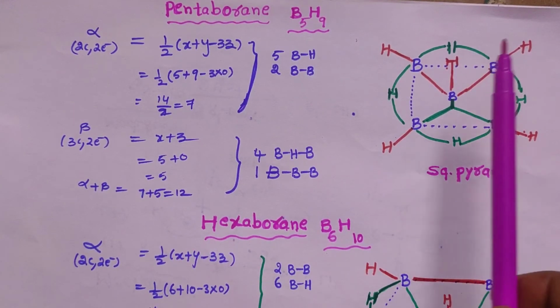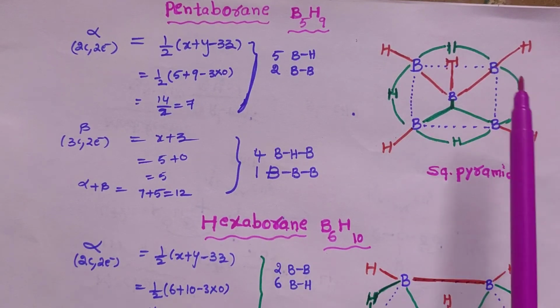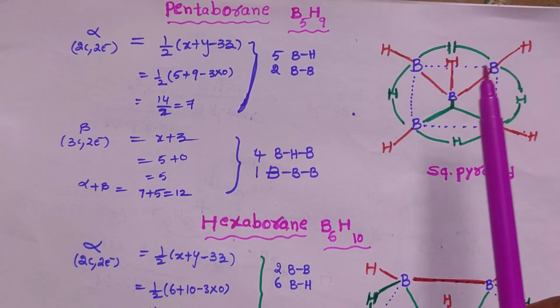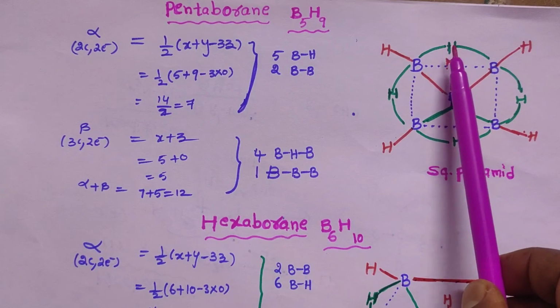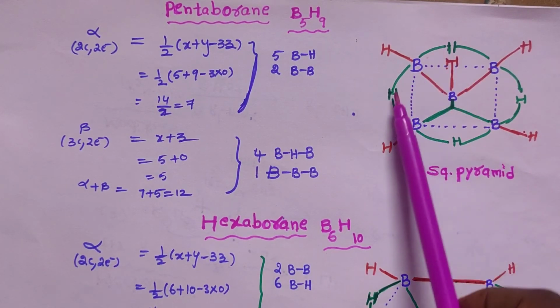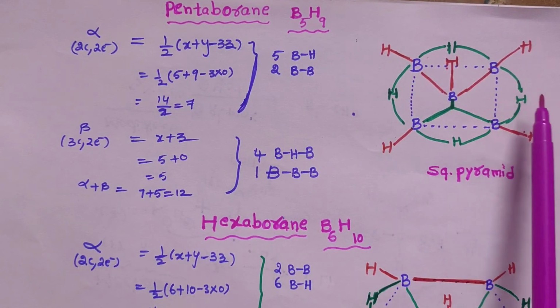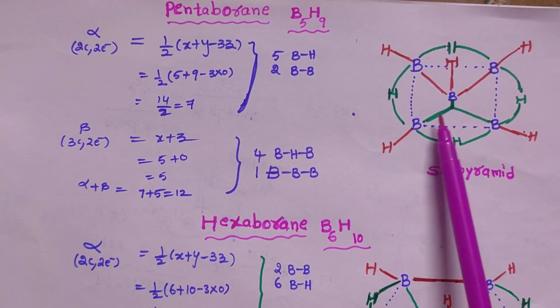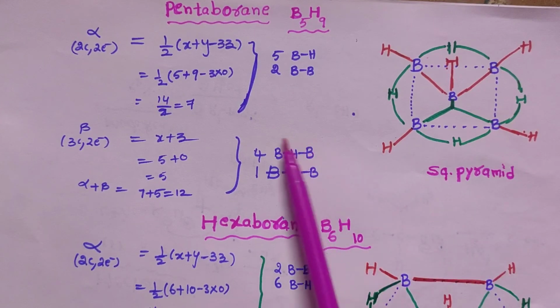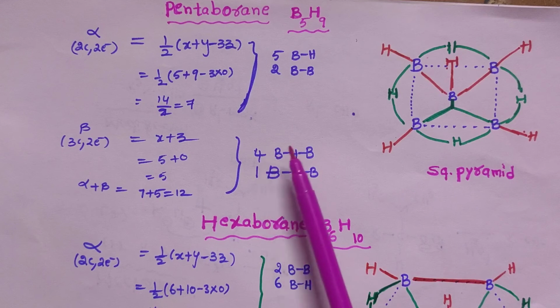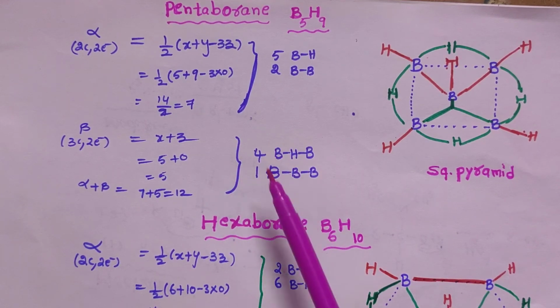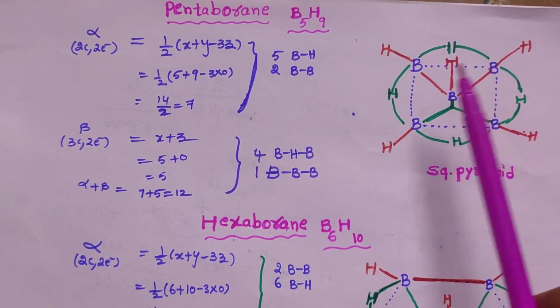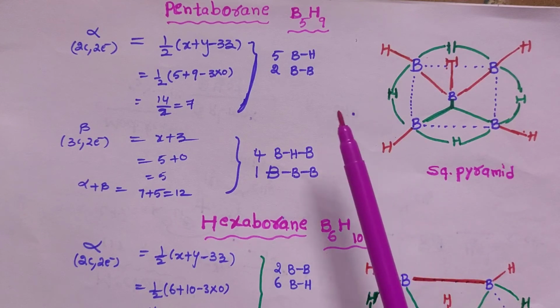So here in this pentaborane we are having 4 BHB bonds. First BHB bond, second BHB bond, third BHB bond, fourth BHB bond, and 1 BBB bond is there. So on the whole we are having 5 3-centered 2-electron bonds, and we are having 5 BH bonds and 2 BB bonds.